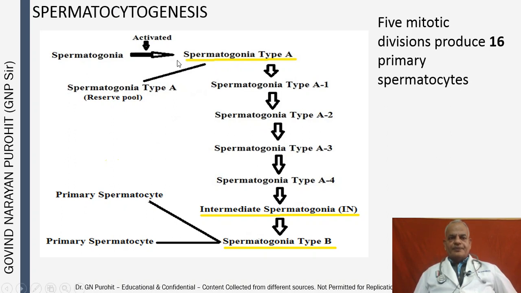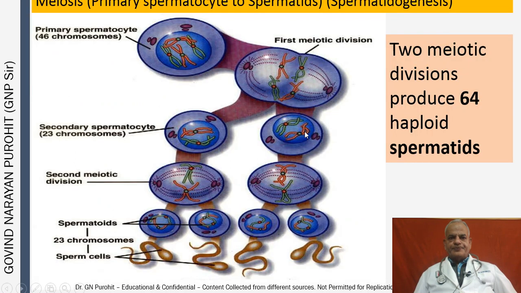Spermatogonia are activated by a number of factors, some of which are still unknown, and then they produce the spermatogonia type A. The spermatogonia type A further divide to form the reserve pool of the spermatogonia type A and the spermatogonia type A1, which then divide to form the spermatogonia type A2, and then the type A3, A4, and then the intermediate spermatogonia and spermatogonia type B. The spermatogonia type B divide to form the primary spermatocytes. 5 mitotic divisions produce 16 spermatocytes.